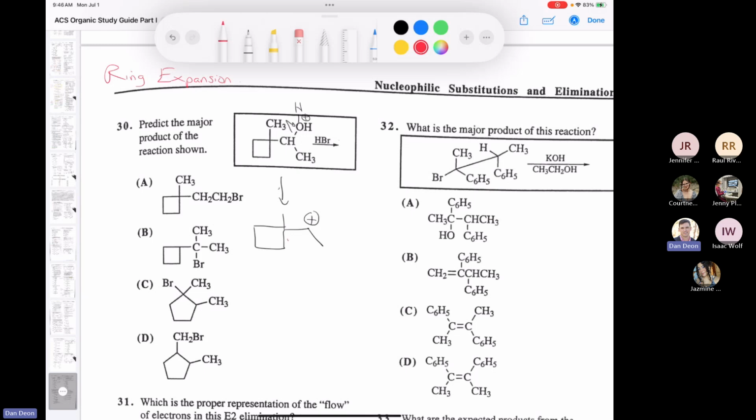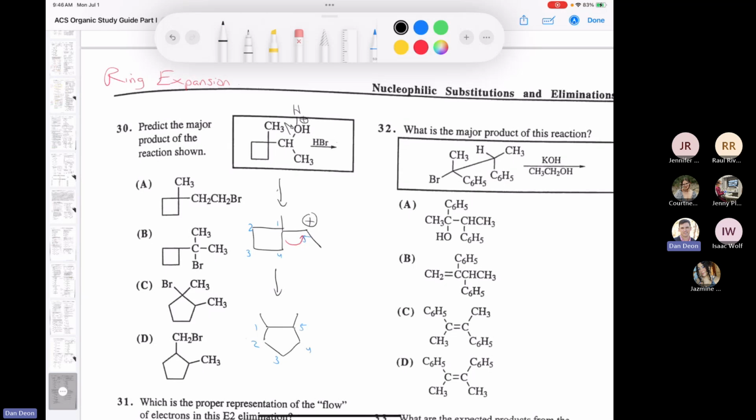And so what's going to happen is the ring is going to open up, because remember, a 5-membered ring is going to be more stable than a 4-membered ring. And so now if we count our carbons, 1, 2, 3, 4, 5 like this, we're going to get a 5-membered ring like this. And then if I put my numbers in again, 1, 2, 3, 4, 5, now the positive charge is going to be on carbon number 1 like this.